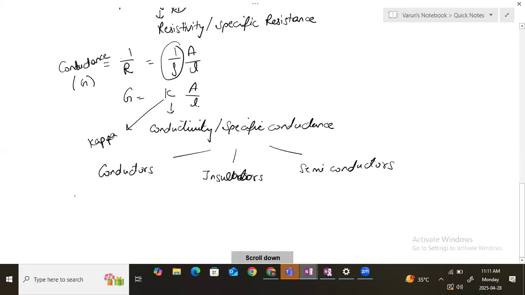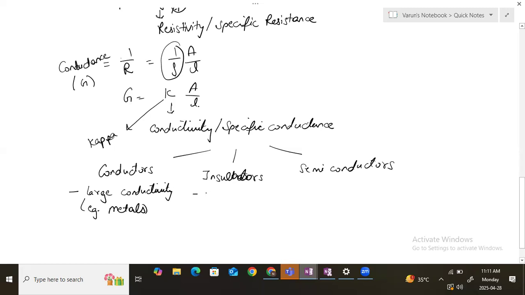First we have the conductors. Conductors are those whose conductivity is very high, meaning whose kappa is high. We can say that materials with large conductivity are called conductors, because if kappa is high, then conductance will be high, because kappa is directly proportional to conductance. Example: metals.